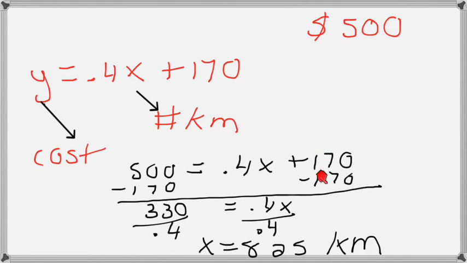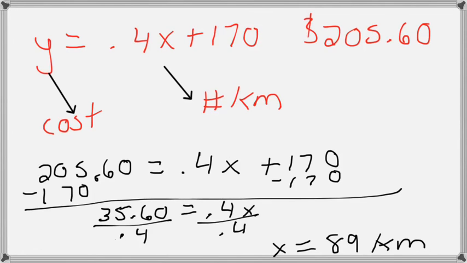Get rid of addition and subtraction first by subtracting 170. I get 330 equals 0.4x. This is multiplication. The opposite of that is division. Divide by 0.4 on both sides, and I have x equals 825 kilometers with $500.